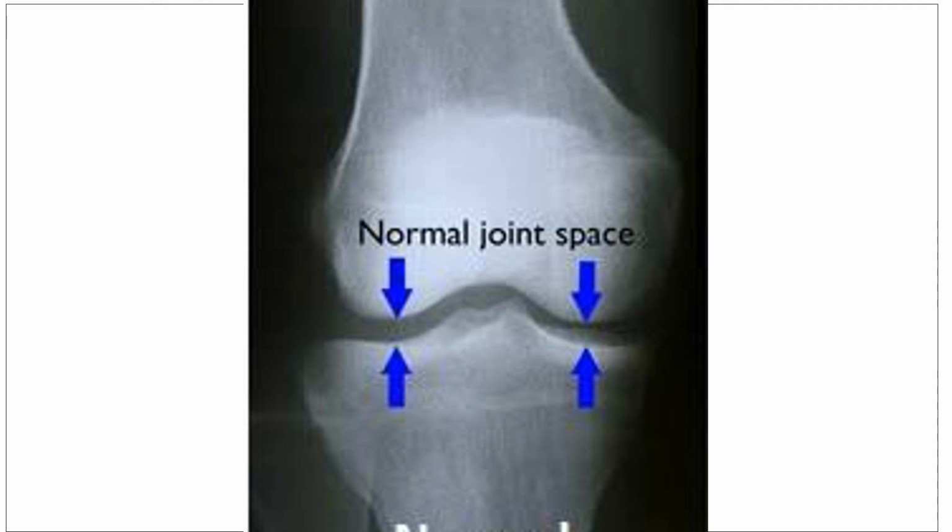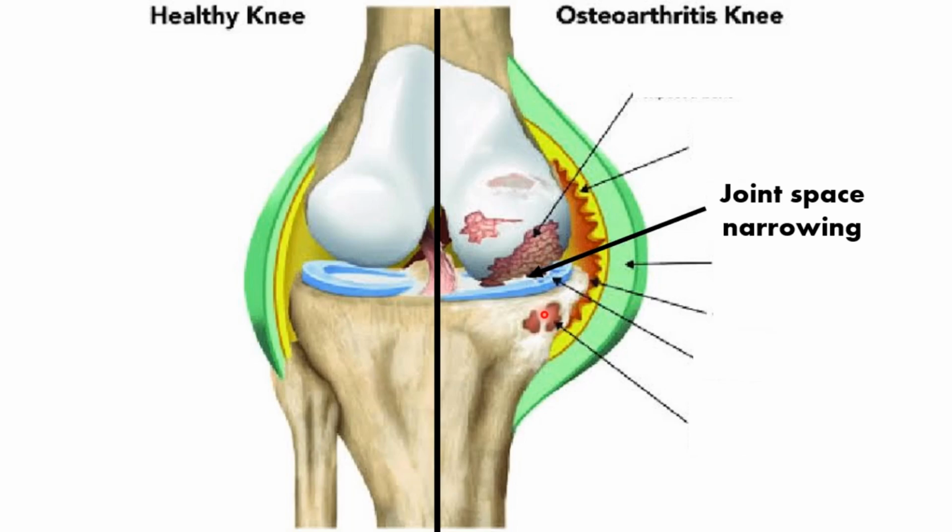When the cartilages are still intact or still thick, when an X-ray is done, you find that there's a thick or wide space separating the two bones. You could measure around 5 millimeters, 6 millimeters, but at some point, that width, that space, begins to narrow.